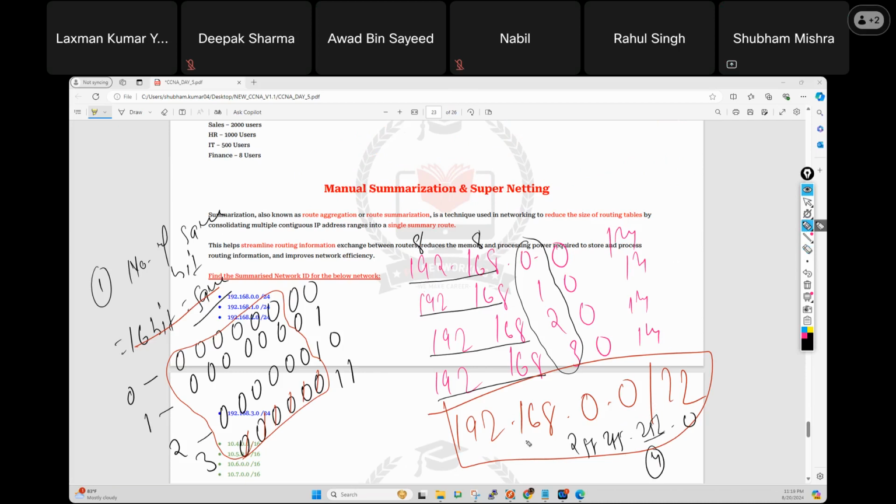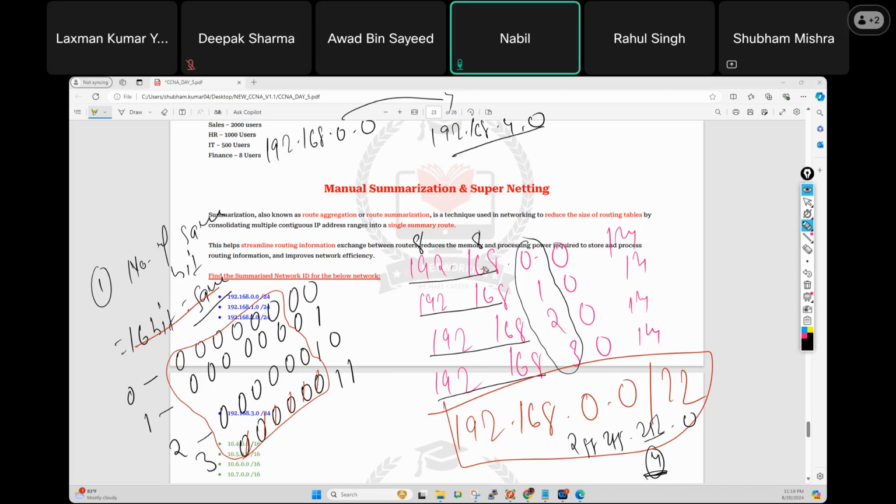I am going to assign this one, everyone. 192.168.0.0, right? What will be the next network? Who can tell me? 192.168.4.0. This one. Yes or no? Because block size is 4.